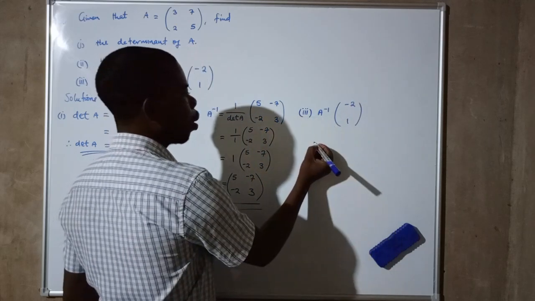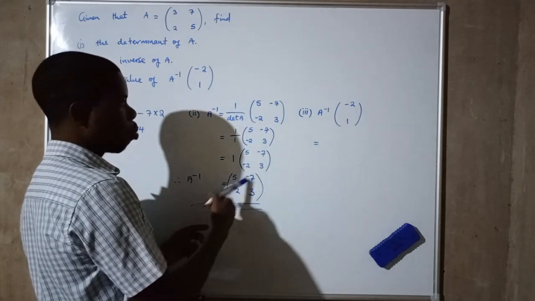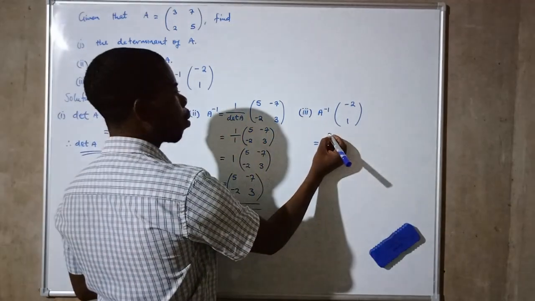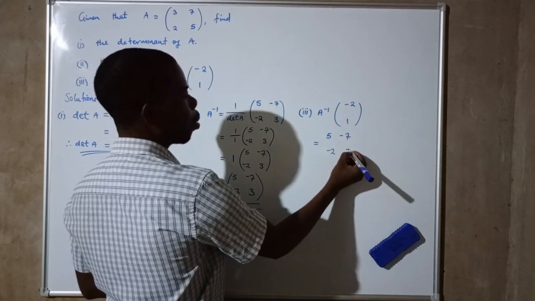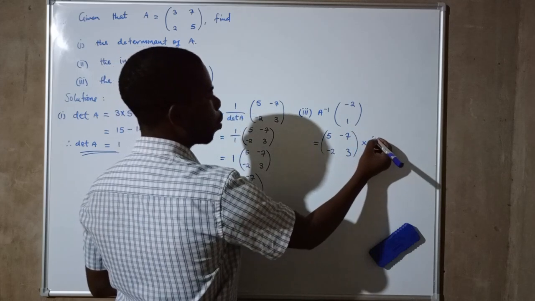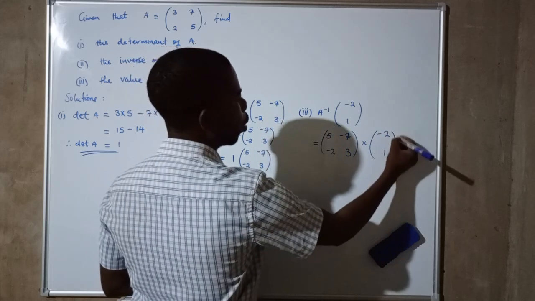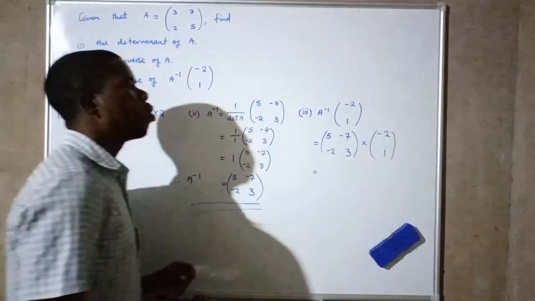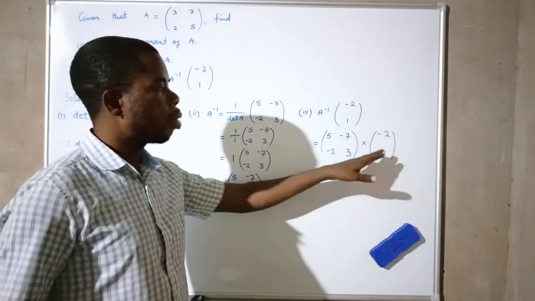So it means we get the inverse here, we should put the inverse, which is this one here. So where there's this one, we'll put this. So put 5, negative 7, then negative 2, 3. Then the same, we multiply now with this negative 2 and the 1. So say equals. So what we are going to do, can we multiply this matrix with that?